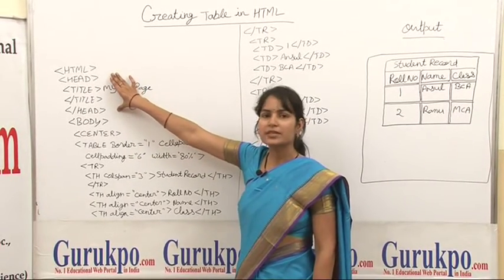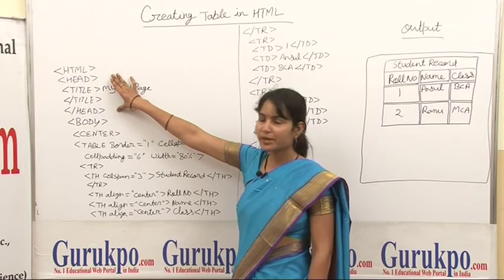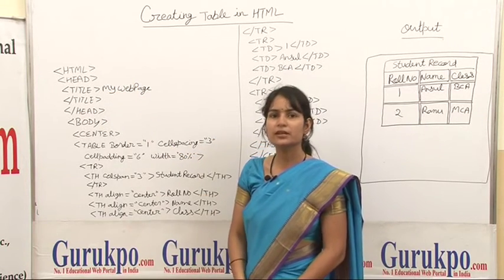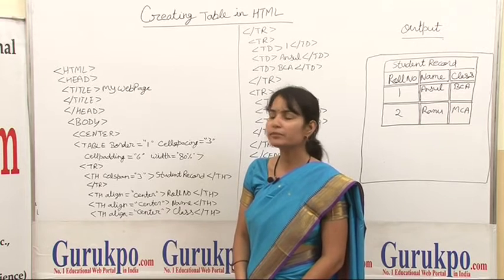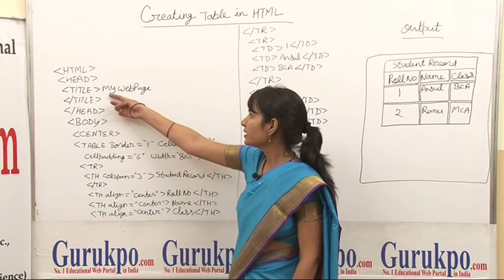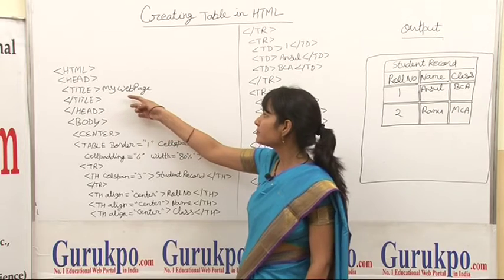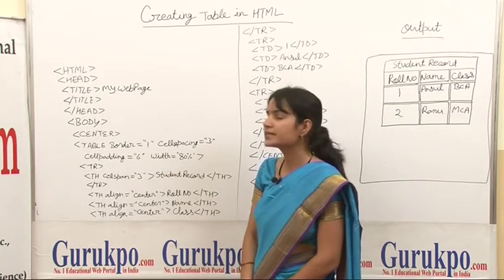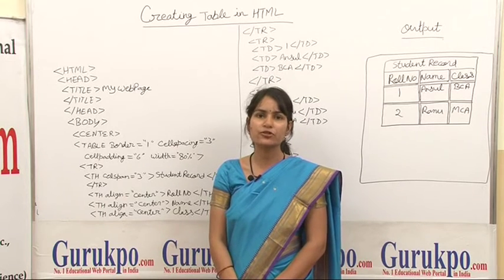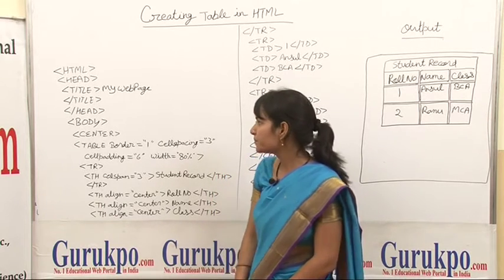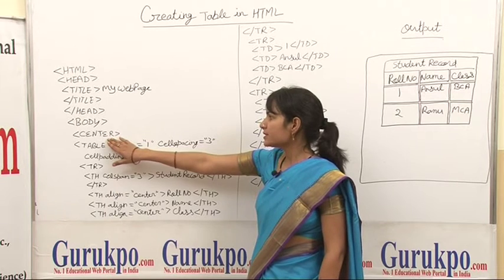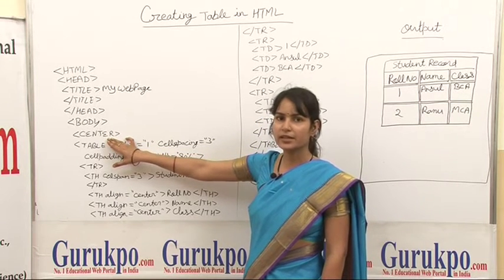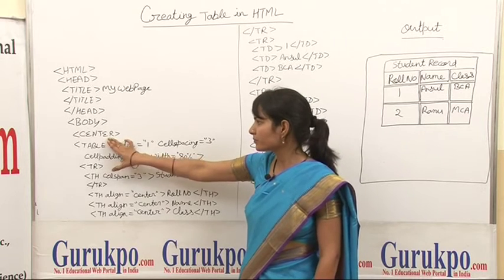First of all, we will start the program with the HTML tag, head tag, then title tag. The title tag shows the title of the web page in the title bar. Here our title is My Web Page. Now we close the title tag and head tag and start the body tag, which shows the actual content of the web page. Here we start a center tag which aligns all the contents of the web page in the center.